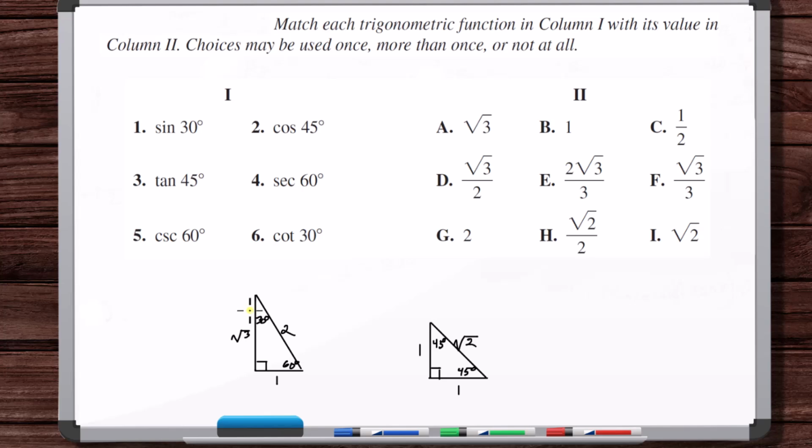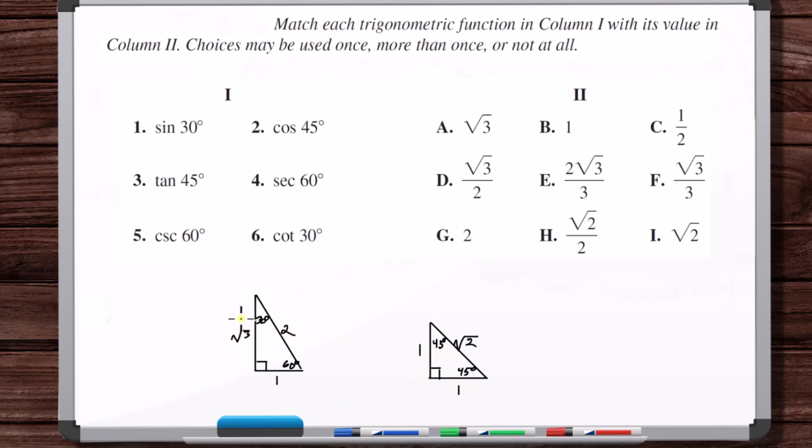The idea is that any 30, 60, 90 triangle, no matter what the side lengths are, is going to be similar to this triangle. Similar right triangles have the same trig function values because similar triangles have the same angles, and the side lengths are all in the same proportion. And so we can calculate the sine of 30 or the sine of 45 or any trig function value of these angles directly from these triangles.